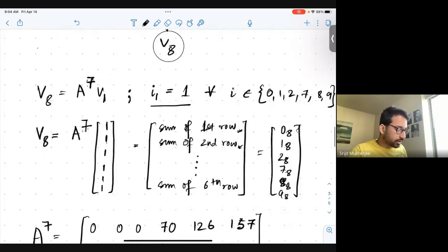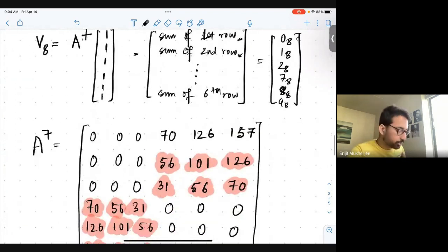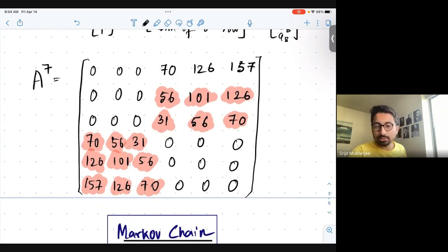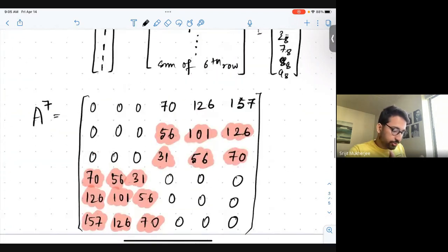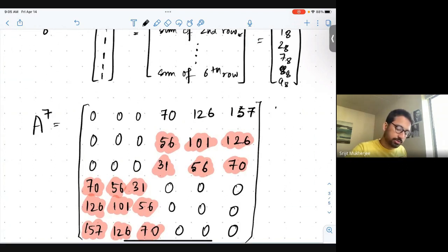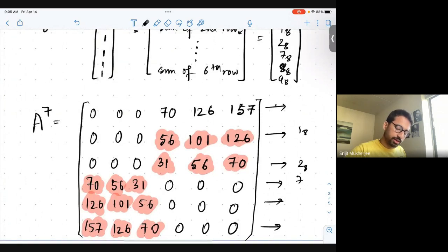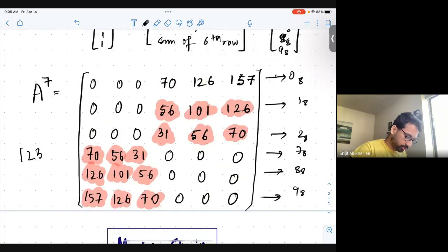So therefore, observe how it boiled down to computing A to the power 7, and it is easily doable by a computer. You can teach a computer to do it, and this was computed by one of my students, Sai Kamath, and we got this matrix. Therefore, what we are required to find is, if you sum the elements of the rows, we will get the numbers 0_8, 1_8, 2_8, 7_8, 8_8, 9_8, and if you sum it up, the answer will be 1233.